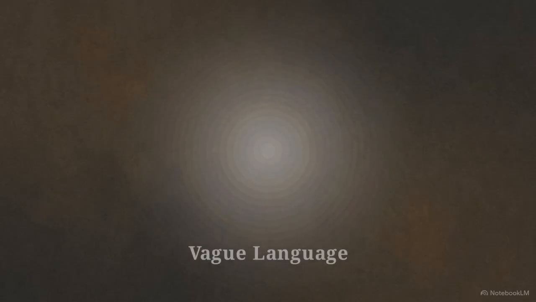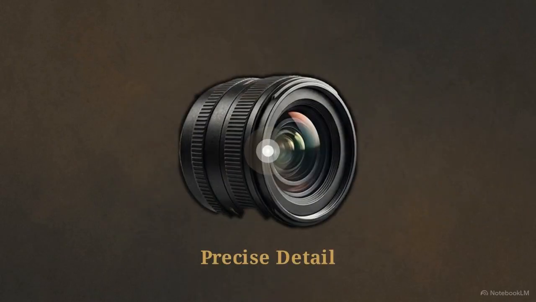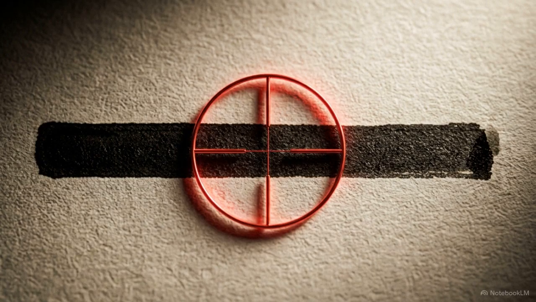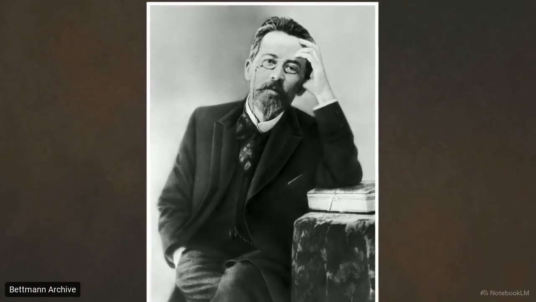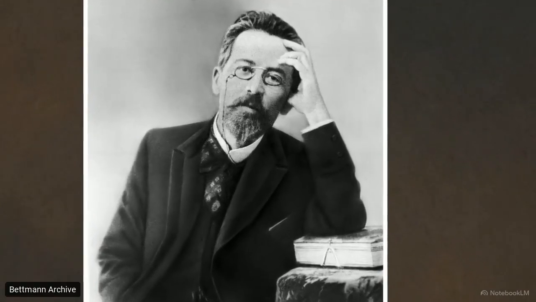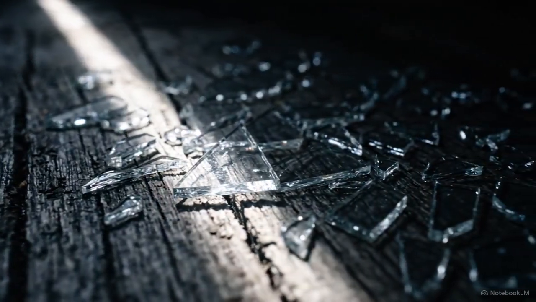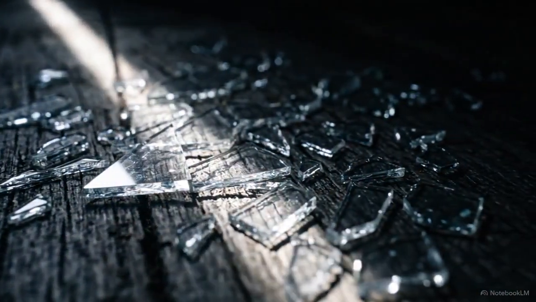Once the structural momentum is set, the script needs an optical lens to focus the viewer's attention. We do this by swapping passive verbs for highly specific action verbs. Anton Chekhov established a definitive rule for this when he said, "Don't tell me the moon is shining, show me the glint of light on broken glass." This forces the audience to infer the mood through detail rather than exposition.